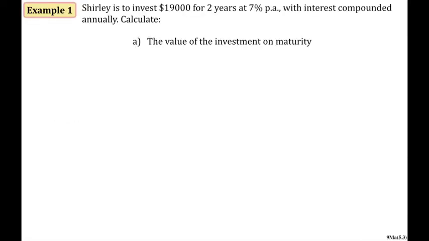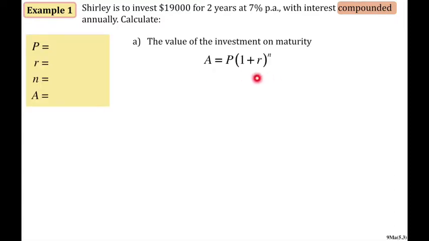Alright, let's look at some examples and see how we go. Shirley is to invest $19,000 for 2 years at 7% per annum with interest compounded. That tells us to use the compound interest formula. And it's compounded annually or yearly. So, let's write down our formula because we now know it's compound. There's the formula written down.